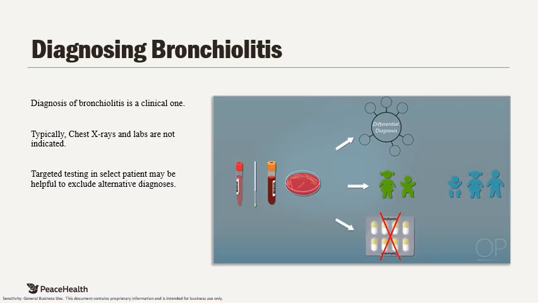Targeted testing in selected patients, for example, those with pre-existing medical conditions, may be helpful to exclude alternative diagnoses. Viral testing may be helpful to cohort patients or in discontinuation of anti-influenza treatments. Unusual features in history such as poor growth, recurrent or severe symptoms, or clinical course that does not follow the anticipated pattern should prompt consideration of alternate diagnoses.